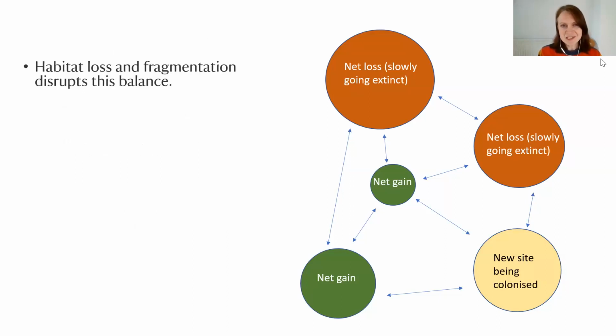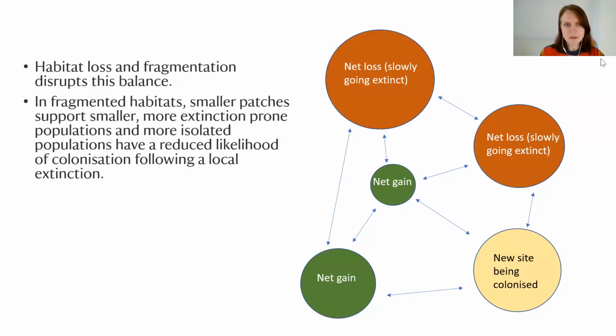However, obviously we don't live in a landscape that is really permeable to wildlife, and there's lots of habitat loss, and there's lots of fragmentation of the connectivity of those habitat patches, and that really disrupts that balanced metapopulation. When these habitats become very fragmented, you find that habitat often becomes smaller as well, and the populations within them become smaller, more prone to extinction, and more isolated from each other.